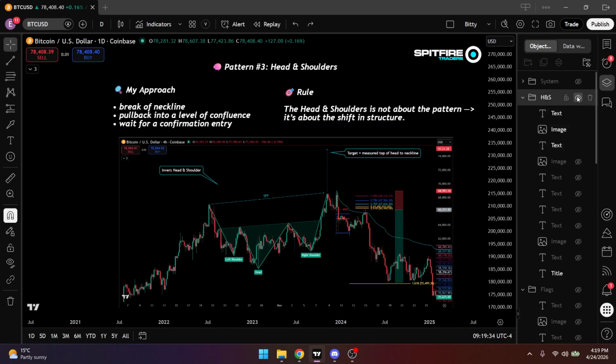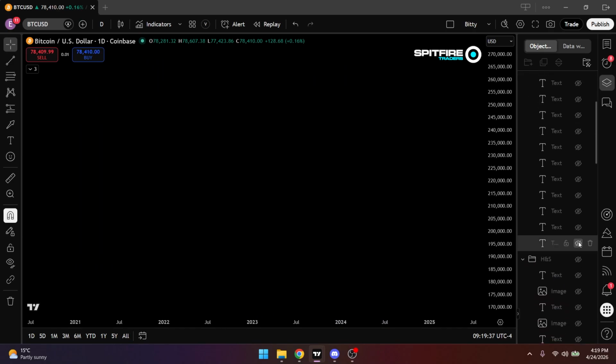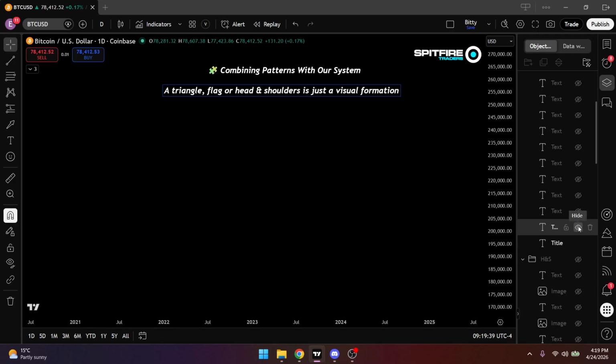So for me, patterns alone are not enough. A triangle, a flag, or a head and shoulder is just a visual formation. But a formation without context has no real edge. That's why I combine patterns with my system. Structure for direction, liquidity for targets, volume for confirmation, and VWAP and Fibs for entries. So instead of asking, is this a triangle? I'm asking myself, where is this triangle forming and what does it align with? Because the same pattern can give you a winning trade or a losing trade, depending on context.